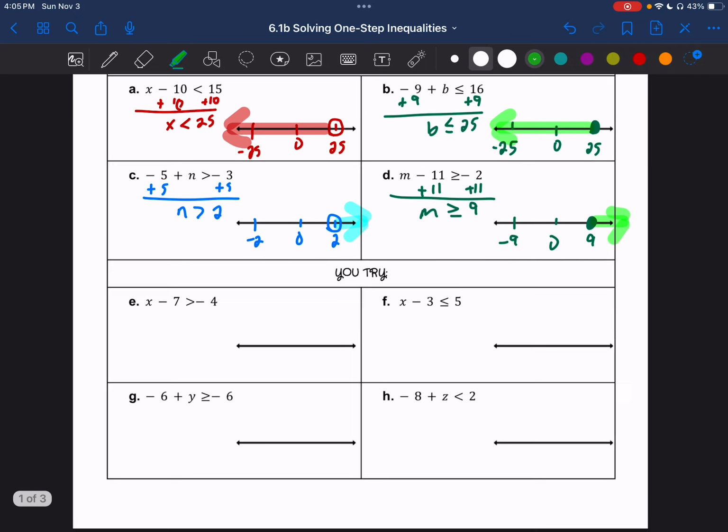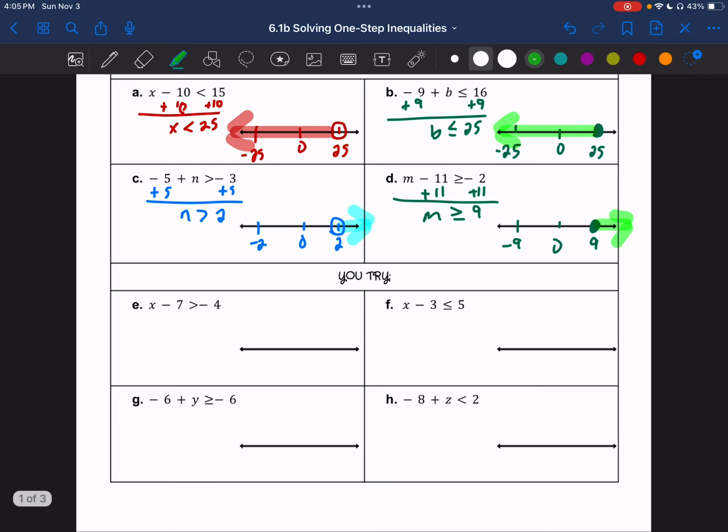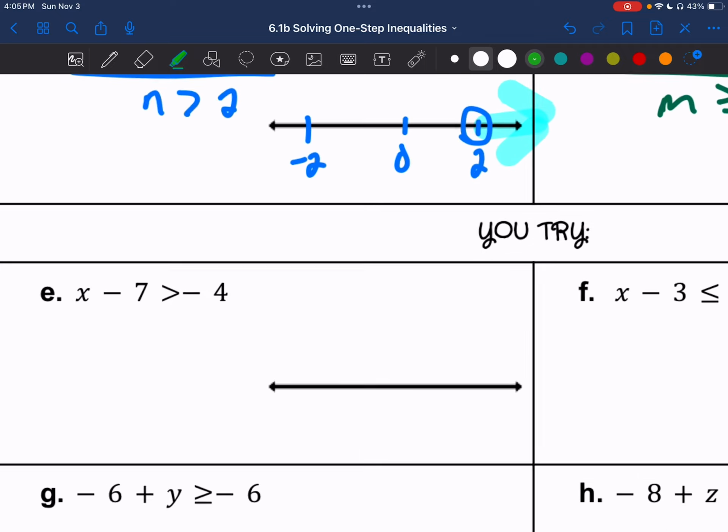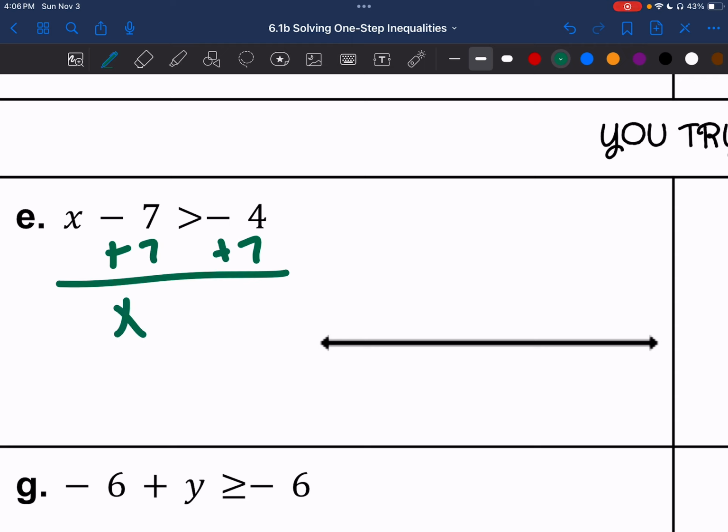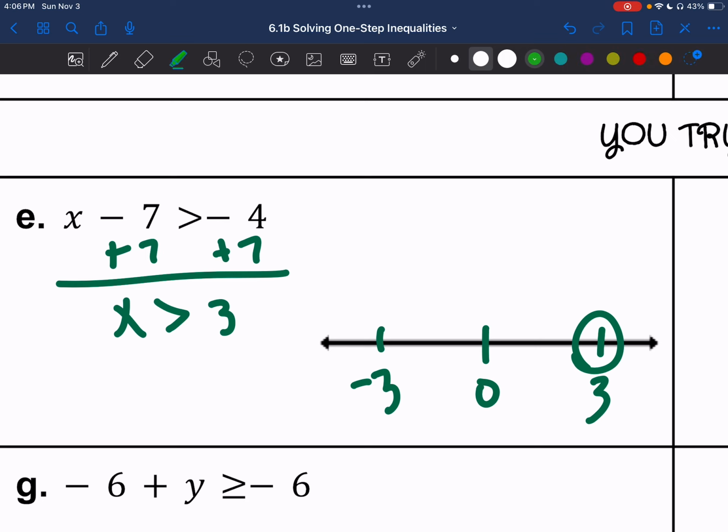Now, we've got four you-try problems on this page. I'd like you to do those on your own and then check your work against mine. Letter E. We are going to start by adding 7 to both sides. X is greater than 3. So we have negative 3, we have 0, and we have positive 3. So it's greater than, so we're shading to the right.